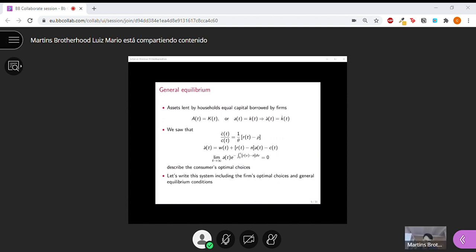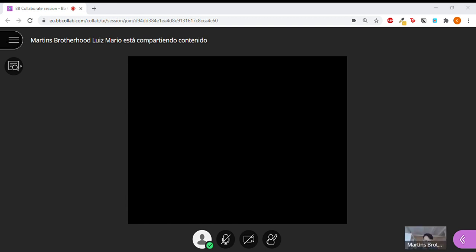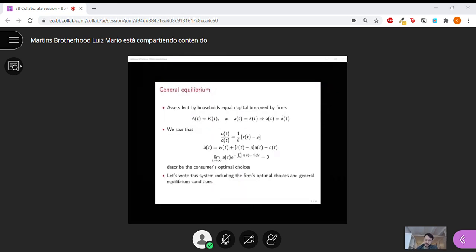Now we are going to transform this system of differential equations that describe the optimality conditions for the consumer. We're going to include the general equilibrium idea, and we also need to include the optimality conditions of the firm, because the firm makes optimal choices depending on the variables that make the general equilibrium hold. So the interest rate is the variable that adjusts so that supply and demand of assets or capital are equal to each other.